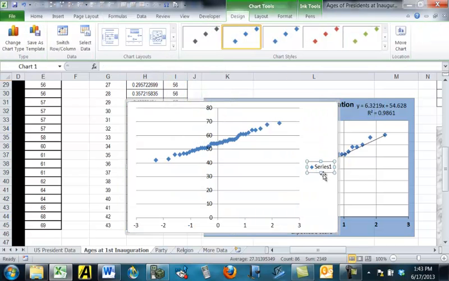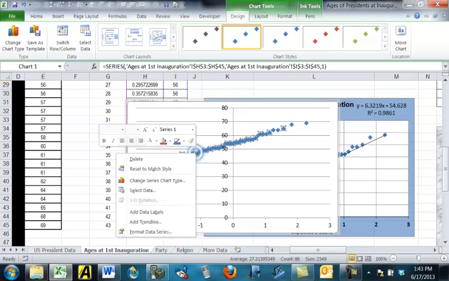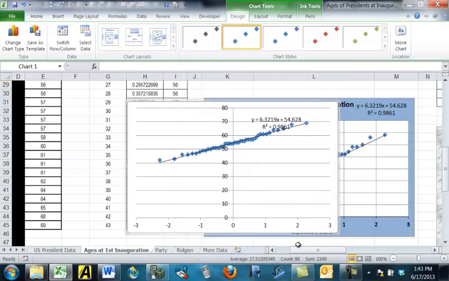And there we have it. I don't need that, so I can get rid of that. If I want to, I can click on a data point, right click on it, and say add a trend line. Let me just display the equations there. This is going to add the linear regression line to it. Okay, and if you look, that's pretty close.